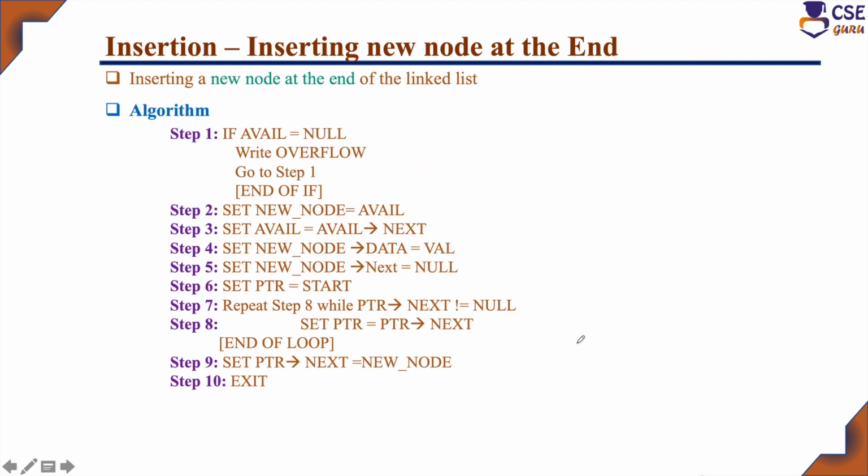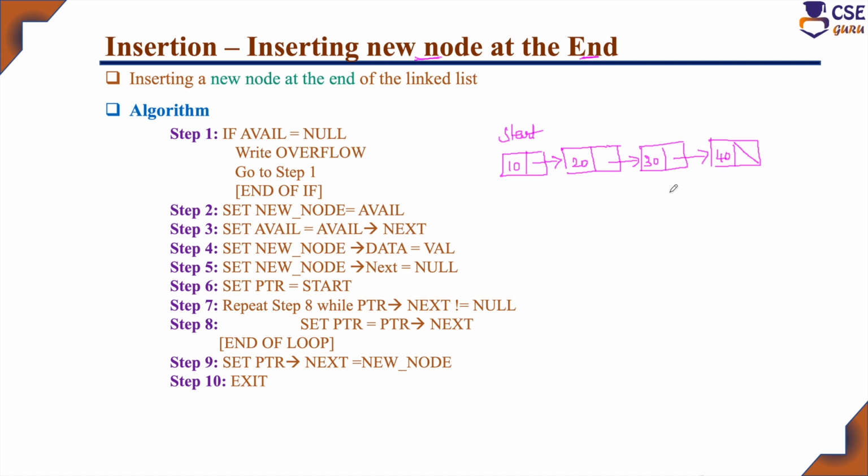Next, second case is inserting a new node at the end of the linked list. As a last element you need to insert. Suppose here you need to consider this as the singly linked list already. This is start, element 10, 20, 30, 40. This is null pointer. So this is the singly linked list already.